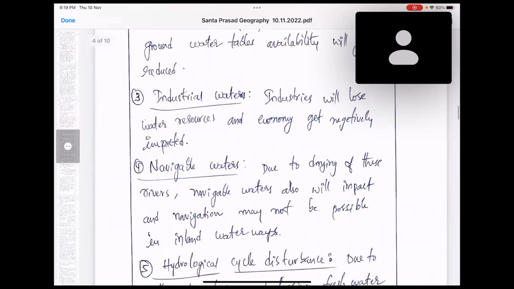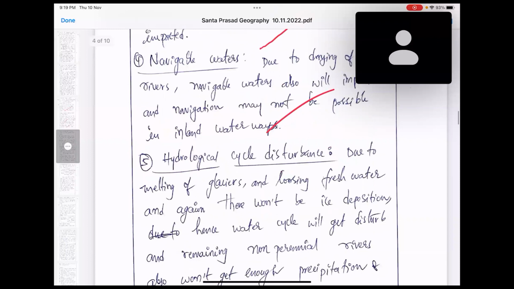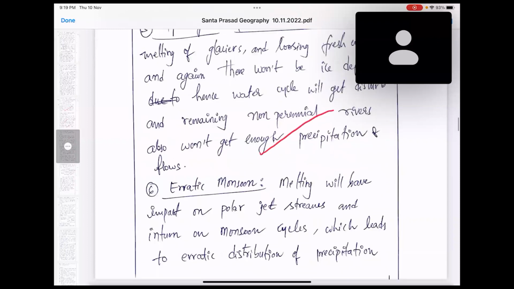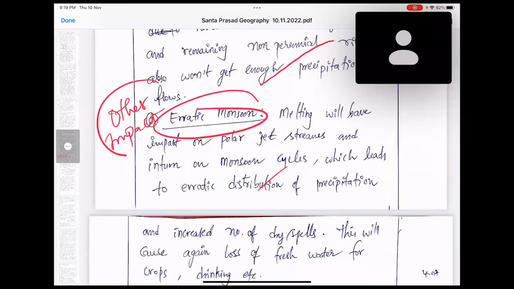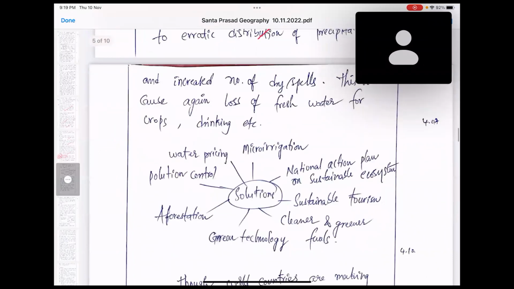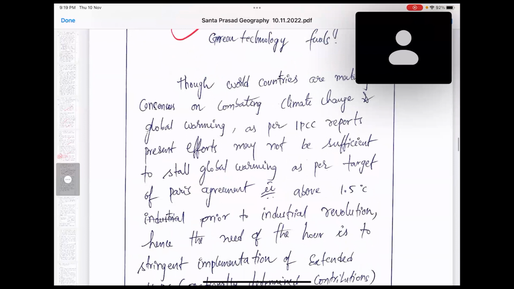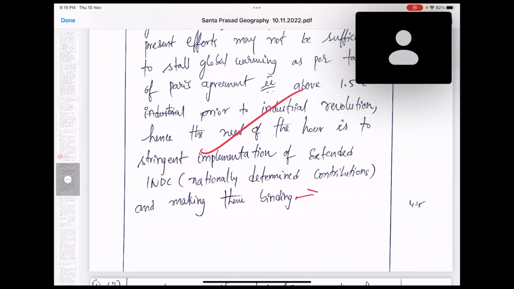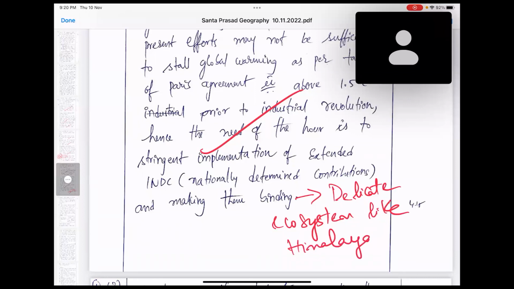So here, this erratic monsoon, you can take it as other impact and then mention the other impacts. Okay? Okay, sir. Solution is good. In the conclusion, what I was saying is you can write to preserve the delicate ecosystem like Himalayas. Somewhere Himalayas should come in your conclusion also. Okay? Okay, sir.